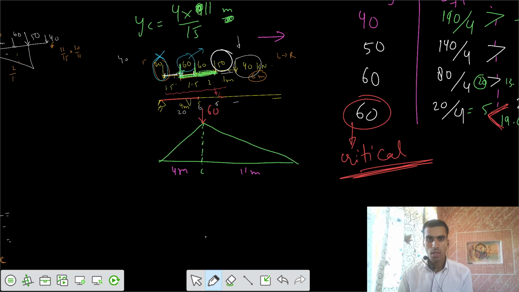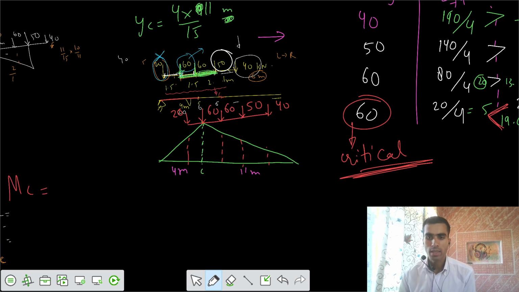So this is your 60, and on this side, at a distance of 1.5, we have this 20 kilonewton. And from the other side, at a distance of 1.5, we have one more 60. After that we have 2 meters, then we have 50 kilonewton, and after 1 meter we have 40 kilonewton. Now we need to get those ordinates and multiply them with the loads, and you can get the moment at C to be maximum.